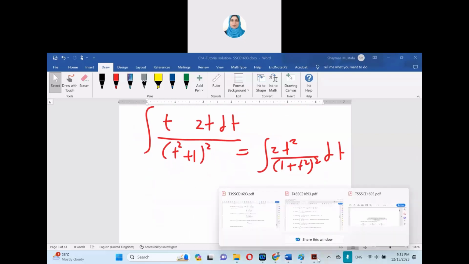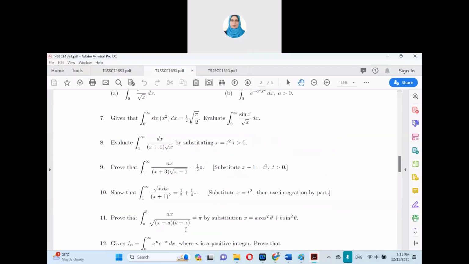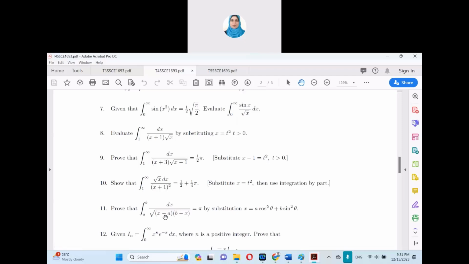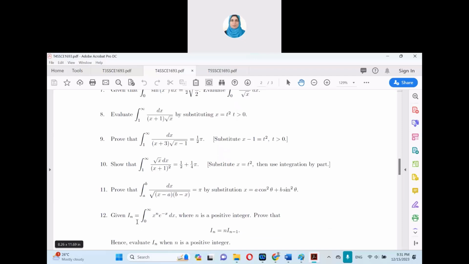Okay, for question 11: prove that by substituting x equals a squared cos squared plus p squared. This one, because it's quite long, I will send the solution by WhatsApp just after the class. But it is easy, not so difficult, just the calculation is quite long. So I will go to question 12.